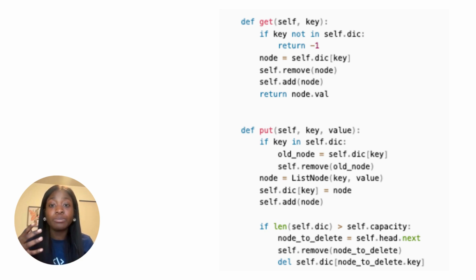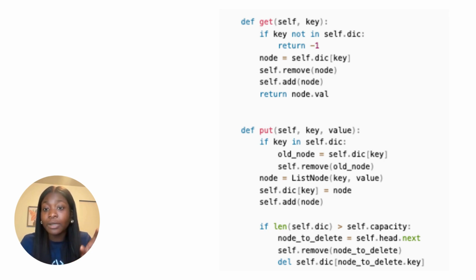Now, in our put function, we're taking in the key and we're taking in the value. And so if we do have the key inside our dictionary, what we're going to do is remove the old node. So our old node is going to be the value of the key. Then we're going to remove that old node. Now, the new node, we're going to initialize it as a key value pair, and we are going to store the value of the key as the node, and we're going to add it.